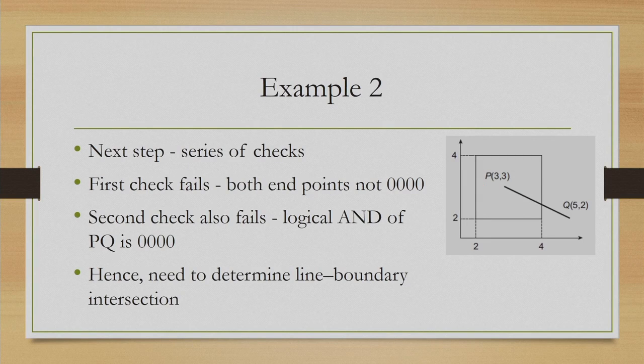Then once the region codes are decided, we go for the series of checks. First check fails, both endpoints are not 0000. Second check also fails, logical AND turns out to be 0000. So, it is not completely outside. So, we need to go for the third step and need to determine the intersections.